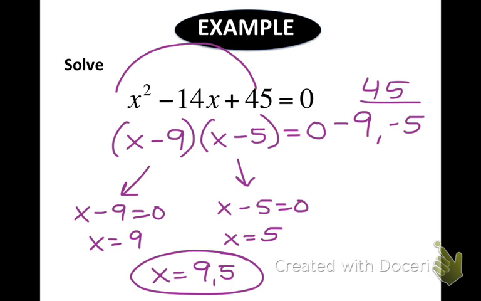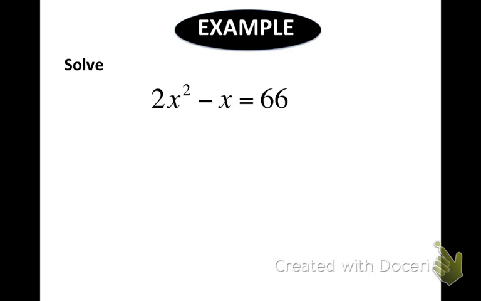All right, next one. 2x squared minus x equals 66. Yes, I'm glad you just said that because I was going to bring that up. So Alexa said, wait, isn't that supposed to equal 0? Yes, it is. Because the zero product property says we need to get something to equal 0.